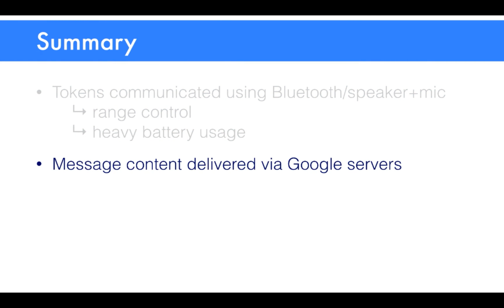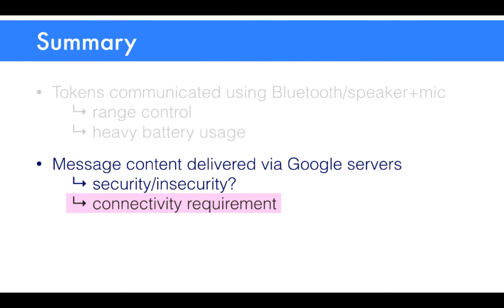The message content is actually delivered via Google servers. It's never delivered directly from the device to the device. The pairing all happens with the token exchange, and the message content always ends up going via those Google servers. So you can consider this an extra layer of security or an extra layer of insecurity, depending on how you feel about Google and what they're doing with their servers. This also means, perhaps less obviously, that both devices have to be connected to the internet somehow for this to work, even though they're not using the internet as a broadcasting mechanism.